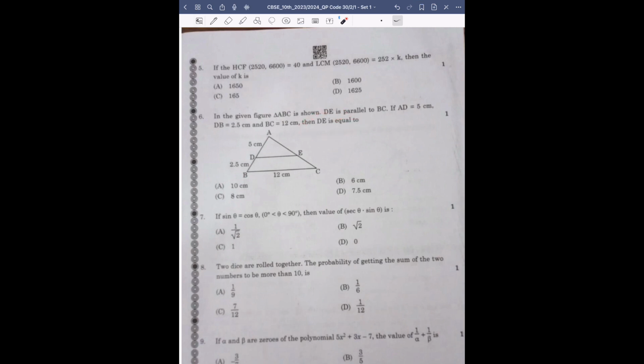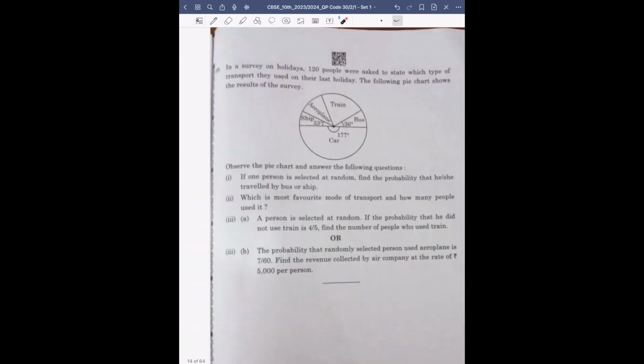Now look here, Thales theorem will come into the picture. Why? Because DE is parallel to BC, right? So by Thales theorem, if a line is parallel to one side and cuts the other two sides at distinct points, then the ratio of the sides will be equal. In short, this will also be 5 and this will be 2.5. Okay, so let's quickly make the diagram. Diagram will be important. I want to show you one thing.